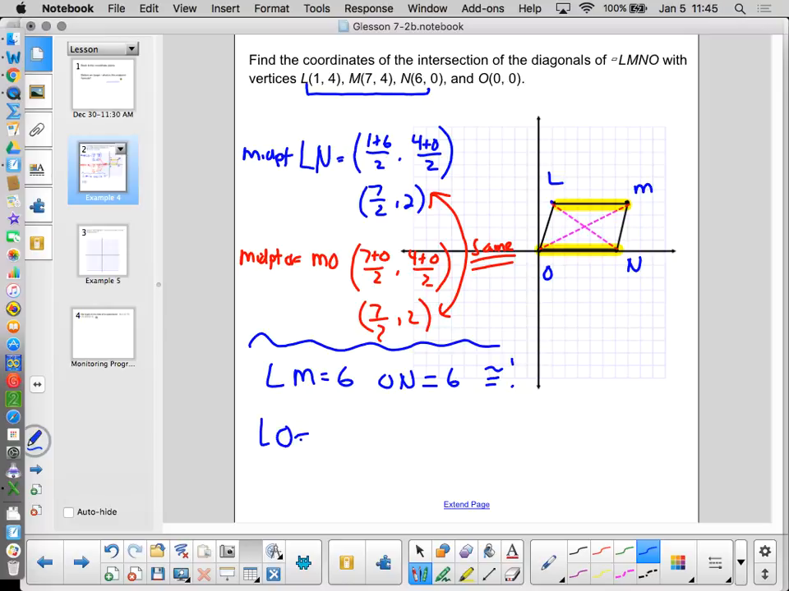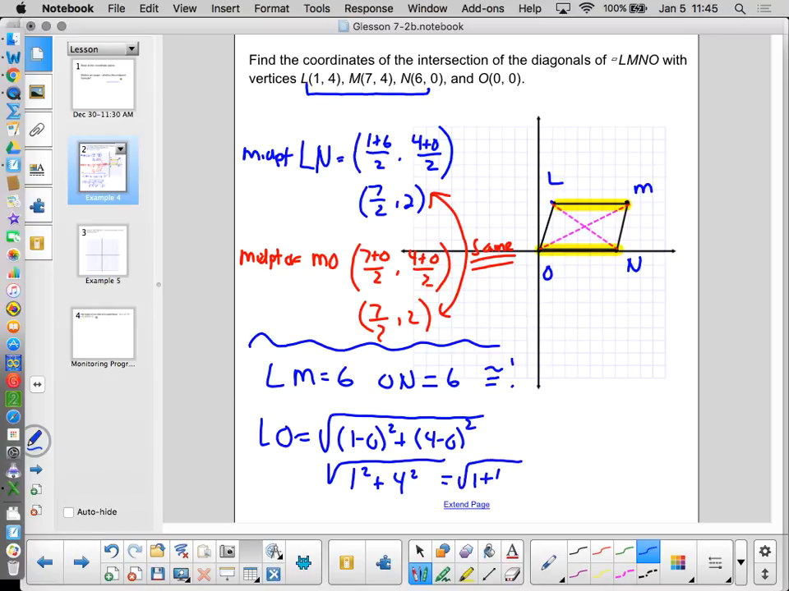So LO equals, and we set up our distance formula. For L to O would be 1 minus 0 squared plus 4 minus 0 squared, or the square root of 1 squared plus 4 squared is the square root of 1 plus 16, or the square root of 17 is that length.